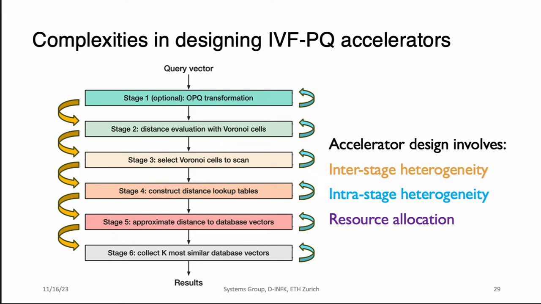And thirdly, given limited resources, how do we allocate them to all 6 stages? Do we allocate more resources to stage 5, or do we allocate more to stage 1? And also, how many processing elements, and what type of processing elements to pick per stage, is another question.